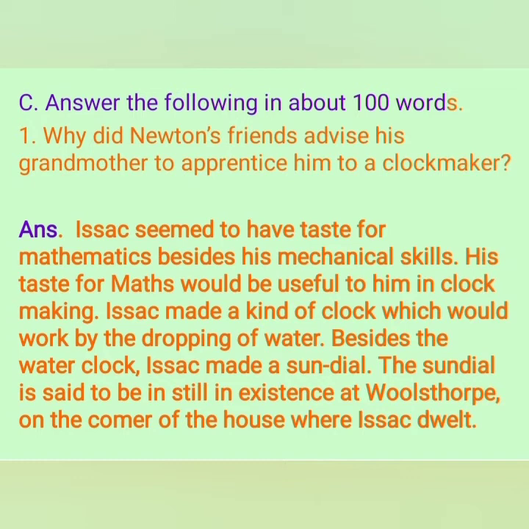Isaac made a kind of clock which would work by the dropping of water. Besides the water clock, Isaac made a sundial. The sundial is said to be still in existence at Woolsthorpe on the corner of the house where Isaac dwelt.